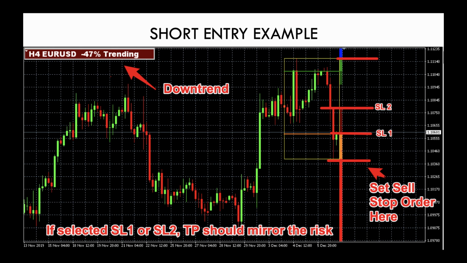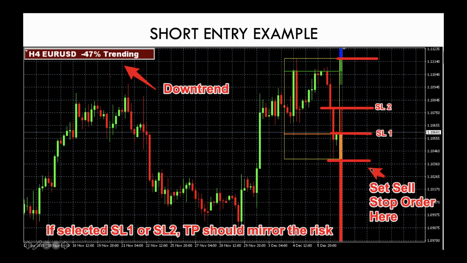Okay, this is a short entry example. In this example, we have Euro USD on a H4 time frame, and you can see this is on a -47 trending, which means it is on a downtrend. Once on a downtrend, naturally it means we'll consider putting sell stop orders right at the bottom of this box.